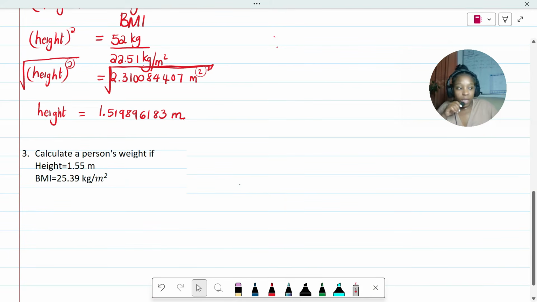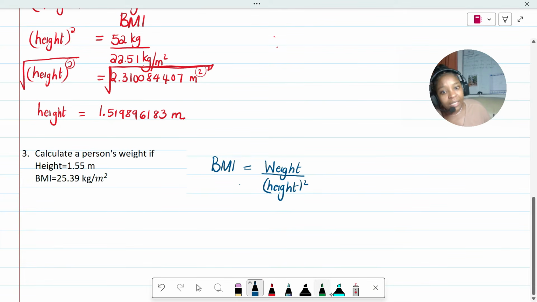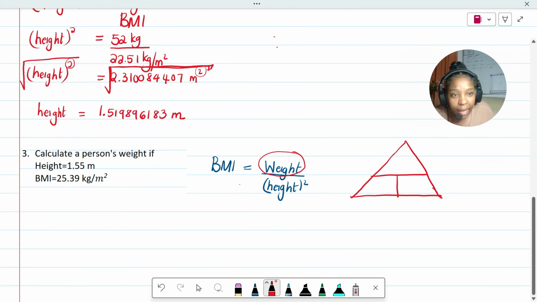Okay, so question number 3 is saying calculate a person's weight if the height is equal to 1.55 meters and their BMI is equal to 25.39. Remember, guys, I'm going to do this again so that you see why I'm doing certain things. The formula for BMI, they're going to give you, is equal to the weight of a person divided by the person's height, all squared, right? In case you're asked to determine a person's weight or a person's height, you can just quickly draw a triangle from this, okay? From this triangle, weight at the top, height at the bottom. Literally like that. Weight at the top.